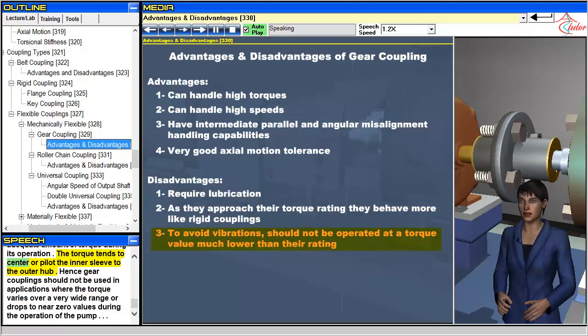The torque tends to center or pilot the inner sleeve to the outer hub. Hence, gear couplings should not be used in applications where the torque varies over a very wide range or drops to near zero values during the operation of the pump.